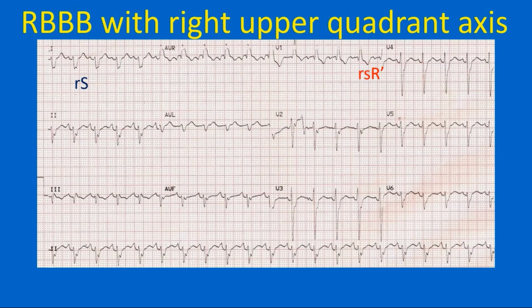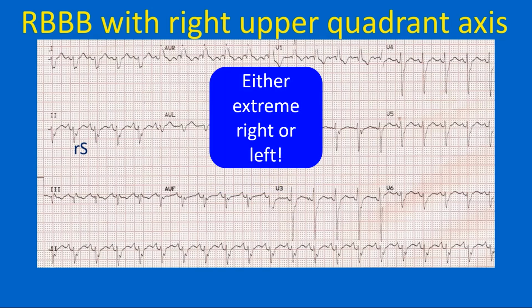This ECG shows RSR prime pattern in V1, RS pattern in 1, aVL and V6, all features of right bundle branch block. The amplitude of R waves in lateral leads are quite low. QRS width is a little more than 120 milliseconds. The QRS axis is in the northwest region, right upper quadrant, which can mean either extreme right axis or extreme left axis deviation. RS pattern is seen both in inferior leads and lateral leads.